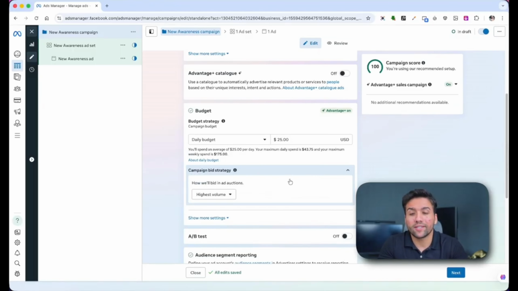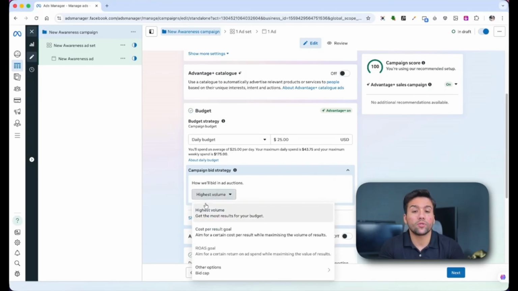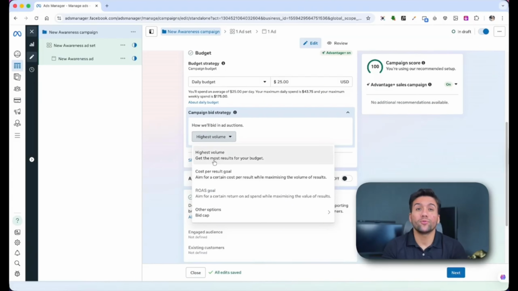So number one here is the highest volume, get the most results for your budget. What this does is Facebook tries to get you as many results as possible with your budget. This is best for new campaigns, testing new audiences, or ads. Why choose this one? Because it's simple, automatic, and lets Facebook learn naturally. For example, you spend $10 per day, Facebook will automatically show your ad to the people most likely to take your desired action, like purchase or sign up, which means getting the most results possible.